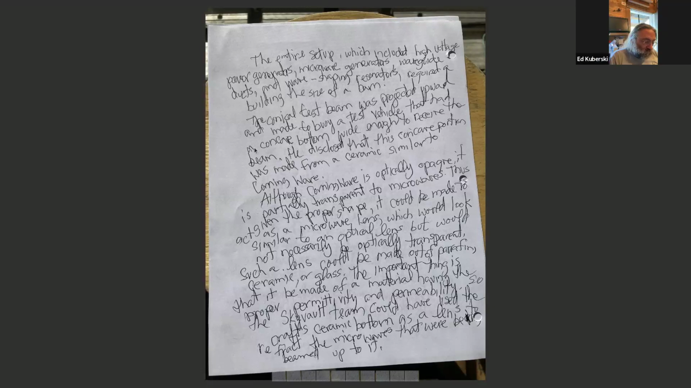that had a concave bottom wide enough to receive the beam. He disclosed that this concave portion was made from a ceramic similar to Corningware.